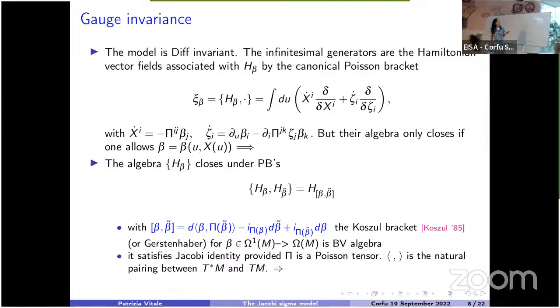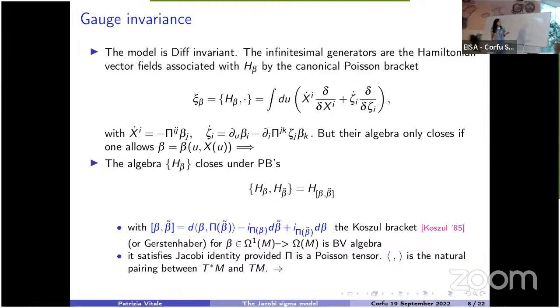parameter beta to be not only a function of U, but also a function of the field. In which case, the algebra of the Hamiltonian closes with respect to this bracket here. This is a bracket among one forms, and this is a Koszul bracket introduced by Koszul in 85, which is also known as the Gerstenhaber bracket. The whole algebra of forms with this bracket is the Batalin-Vilkovisky algebra.